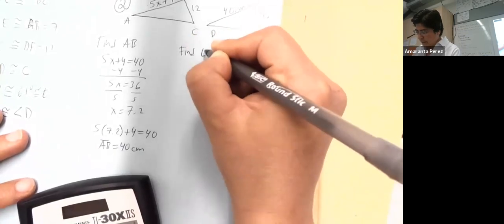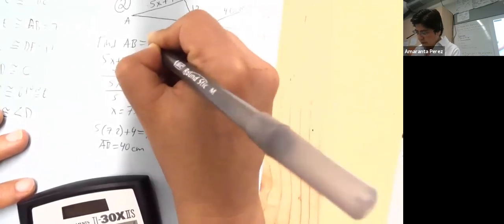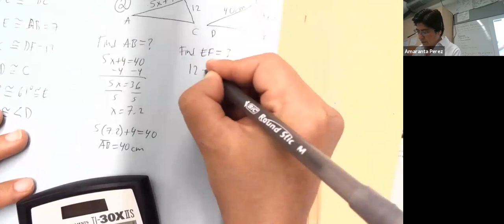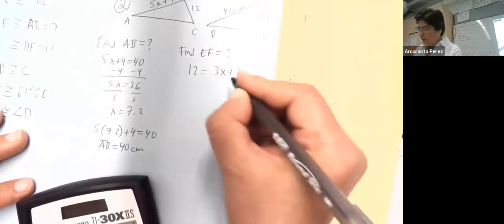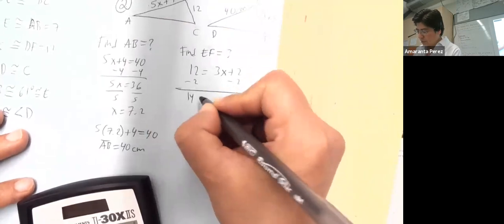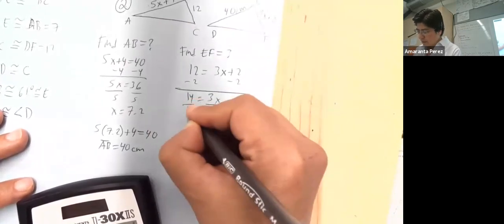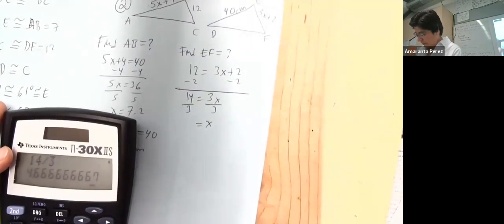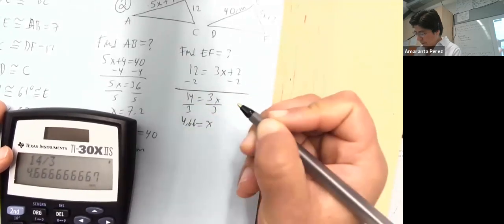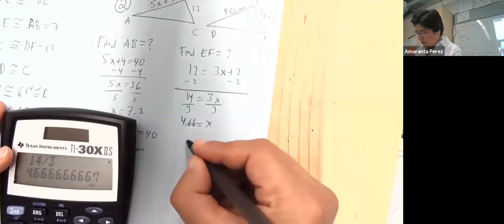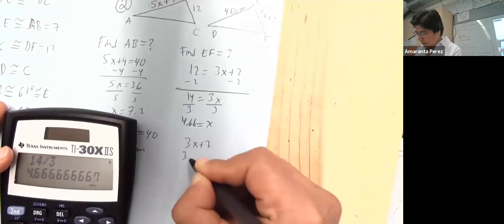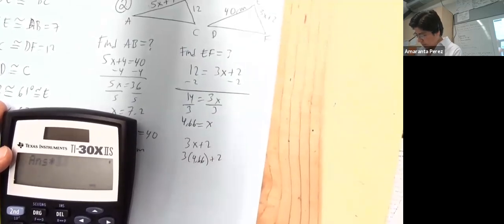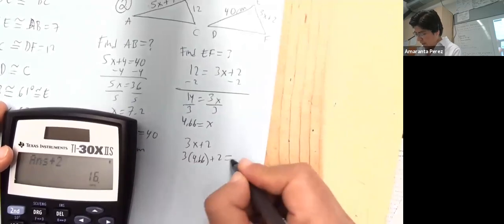And then say you want to find EF. So find EF. So BC is congruent to EF, so we're going to say 12 is congruent to 3x plus 2. Minus 2 both sides. So that's 14 equals 3x, divided by 3. X is 14 divided by 3, 4.66. So we put that into here, 3x plus 2. This is 3 times 4.66 plus 2, which is 16.